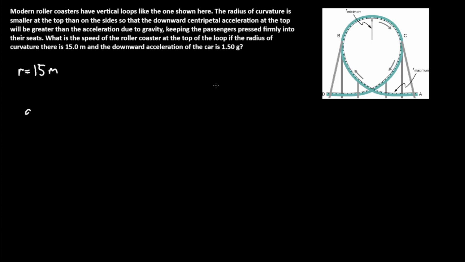So let's write down the centripetal acceleration formula. So we have a_c equals v squared over r. And we need to find the speed of the roller coaster if this is the acceleration. So the acceleration in this case is equal to 1.5, not 15, times 9.8. So 1.5 times 9.8 is equal to 14.7 meters per second squared for acceleration.